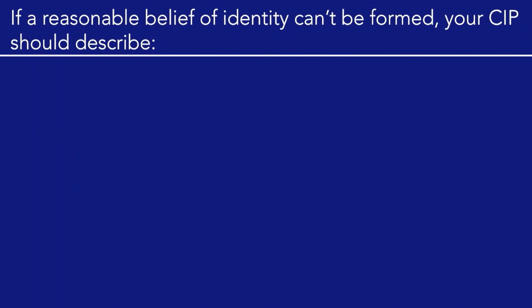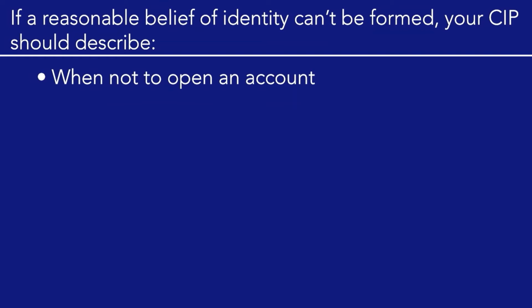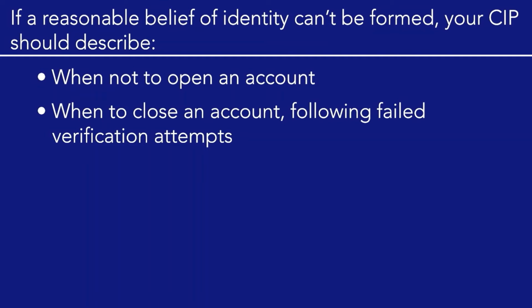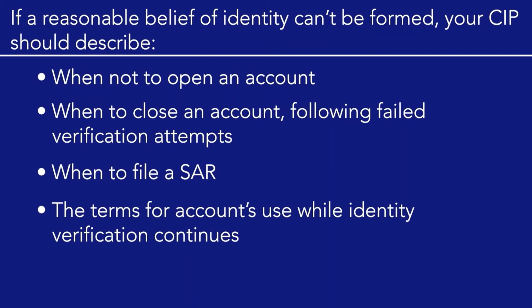What if you can't form a reasonable belief that you know the true identity of a business customer? Your CIP should describe when an account should not be opened, when you should close an account after attempts to verify a customer's identity have failed, when a suspicious activity report should be filed, and the terms under which a customer may use an account while you attempt to verify his, her, or its identity.